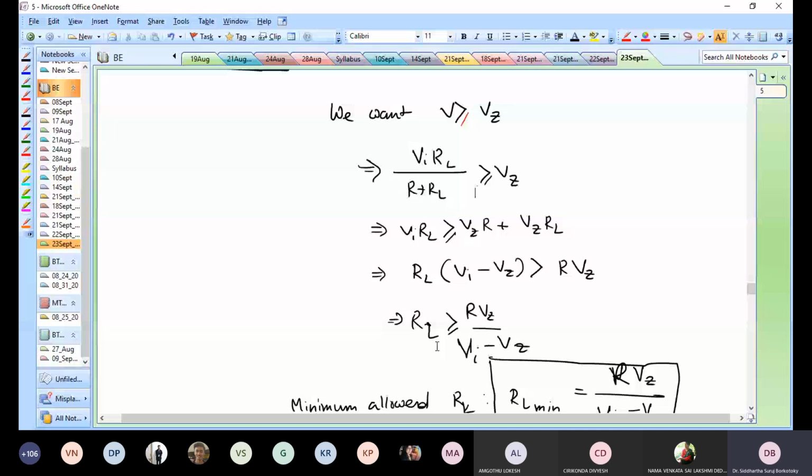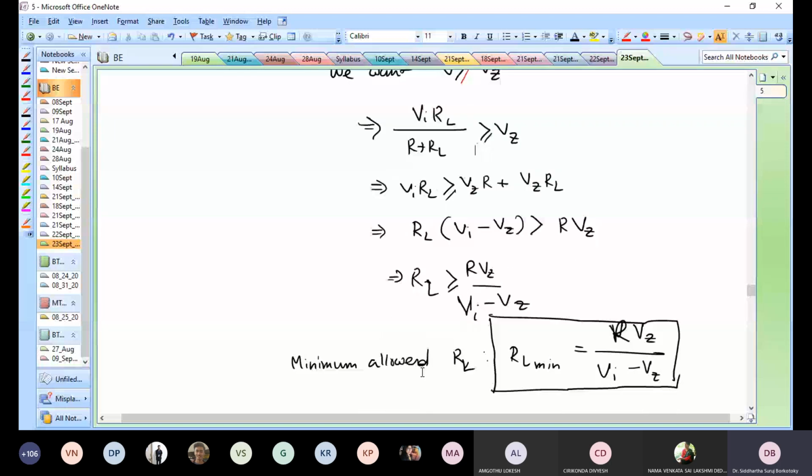So what is the minimum value of RL that's possible? That's just R VZ by VI minus VZ. So RL has to be at least as large as R VZ by VI minus VZ. So that is RL min. That RL min is the minimum resistance that's allowed. If you go below that, then your circuit will not work as intended.